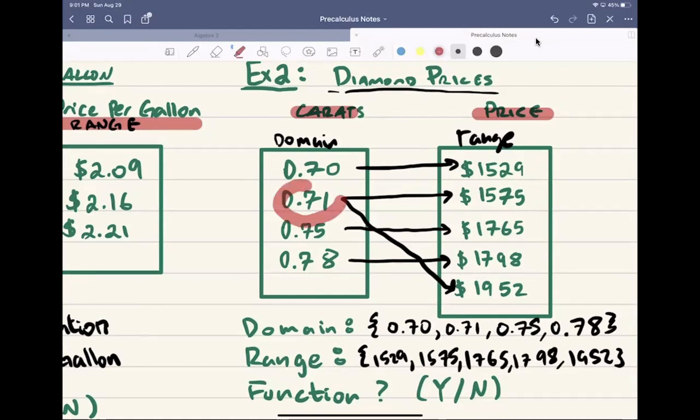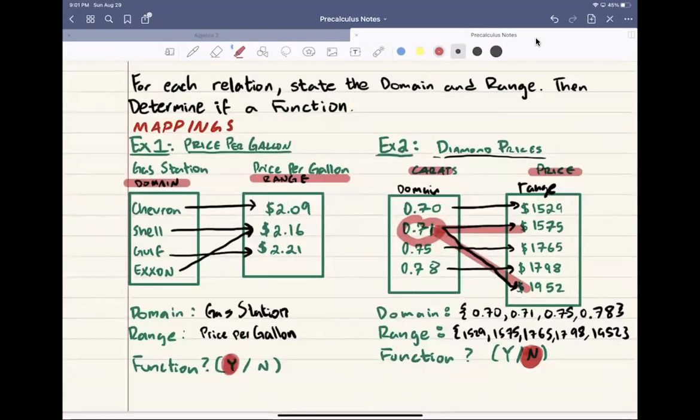input 0.71, that has two outputs. Now, by definition, our input can only have one output for a function. So this is not a function, okay? Because 0.71 has two outputs. And so the moment you have one output, boom, done. One output for one input, that is. Okay? Go ahead, write that down. And so that's what we call mappings.